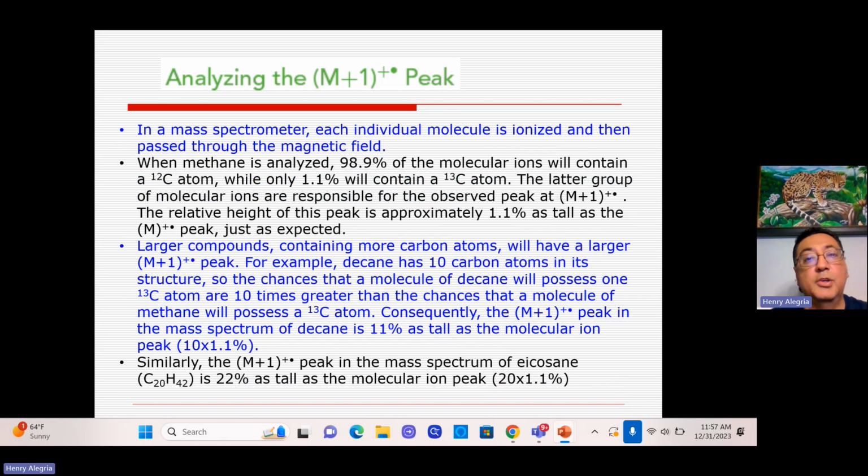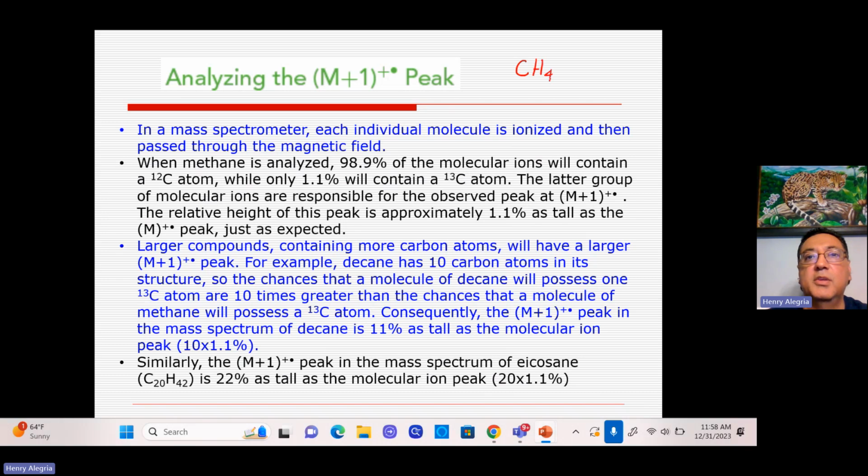So, in a mass spectrometer, each individual molecule is going to be ionized, for example, by crashing an electron into it and causing the ejection of an electron from the molecule. Then we're going to detect the positively charged ions. So let's look at methane. Methane, I'll remind you, is CH4. So we're looking at this organic molecule. It has one carbon. That means that 98.9% of the molecular ions that are detected will contain a carbon-12 atom, and 1.1% will contain a carbon-13 atom.